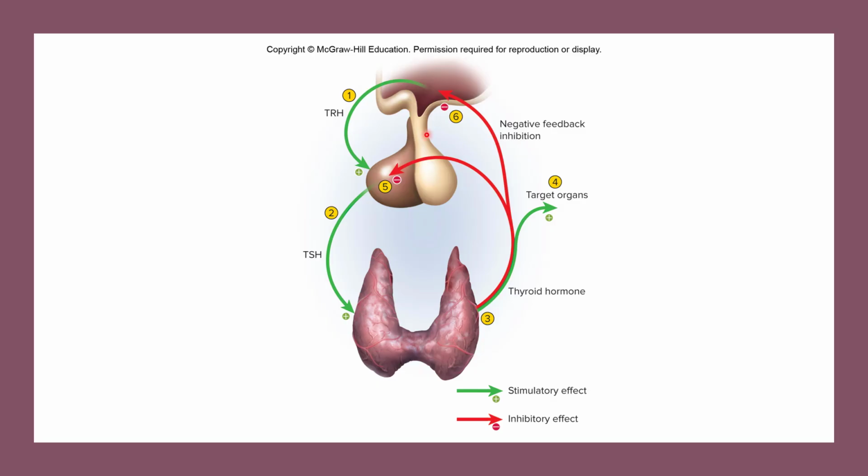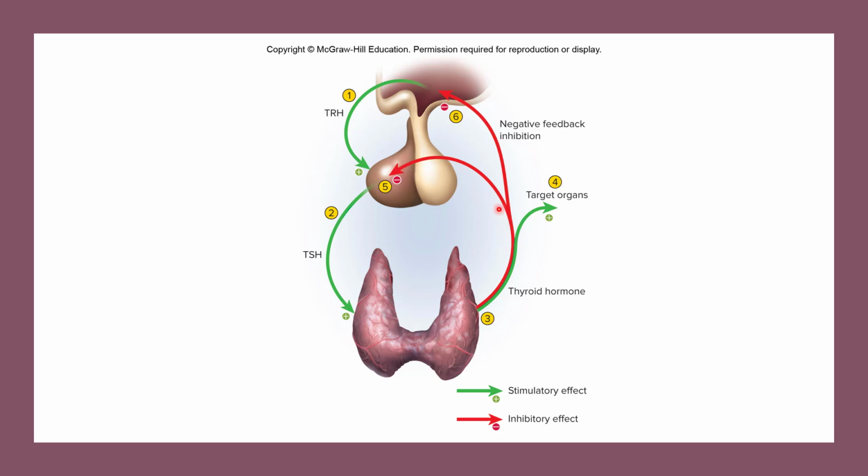So, here is another way to draw out that same exact feedback loop. The hypothalamus releases thyrotropin releasing hormone. Anterior pituitary gland responds by releasing thyrotropin, TSH, thyroid stimulating hormone, which travels to the thyroid gland, who responds by releasing T3, T4, thyroid hormone. Thyroid hormone goes off to the body to have its effects.